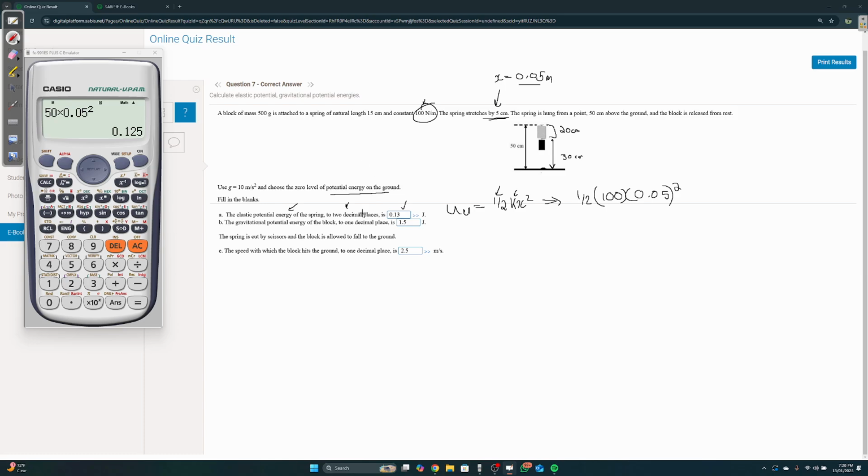Next. The gravitational potential energy of the block. So, the gravitational potential energy of the block.